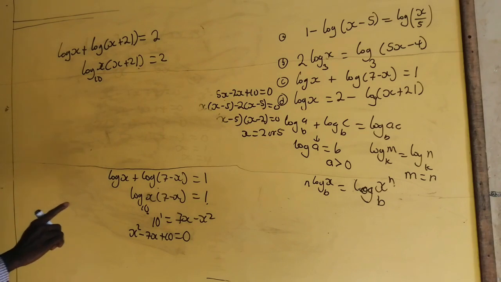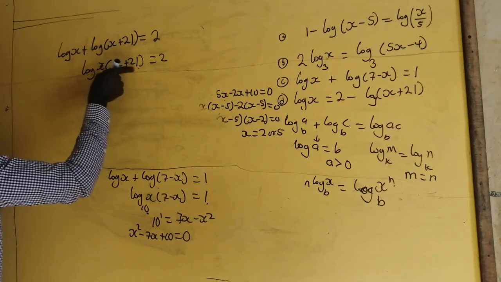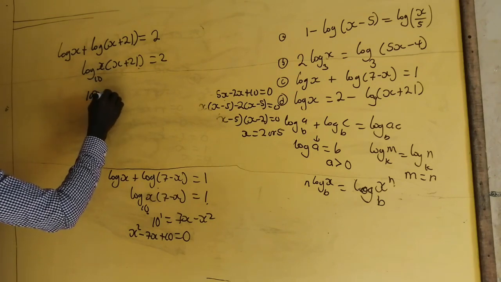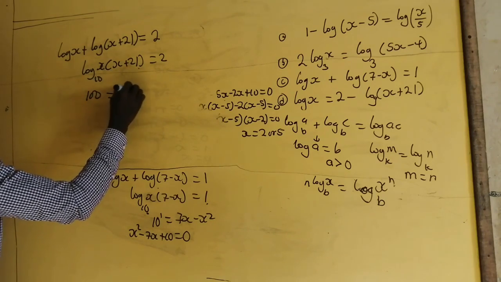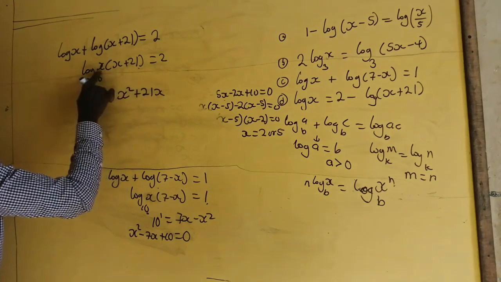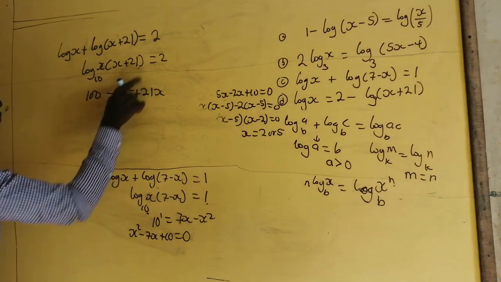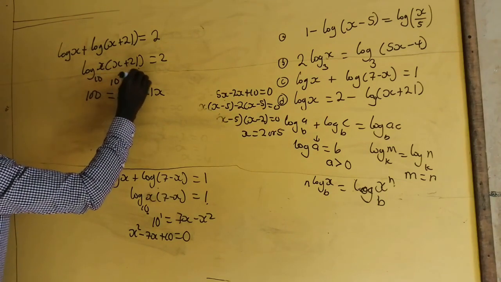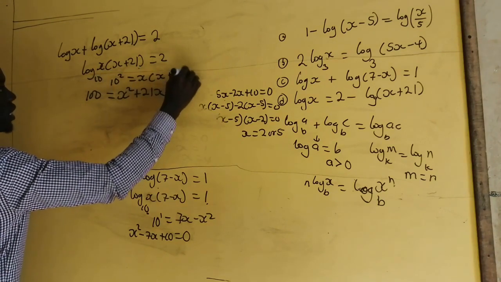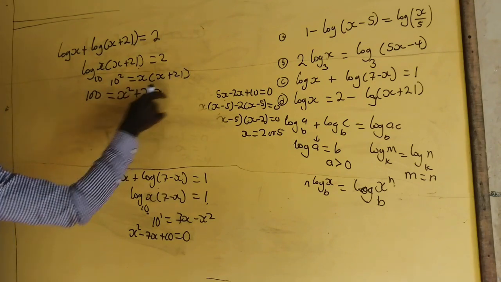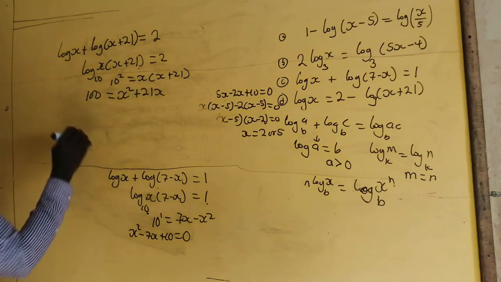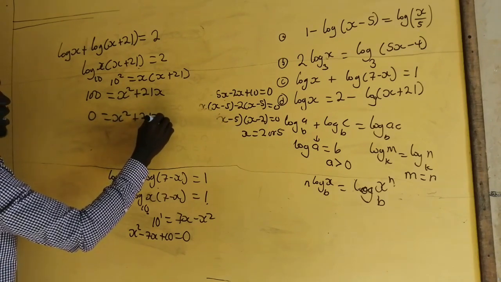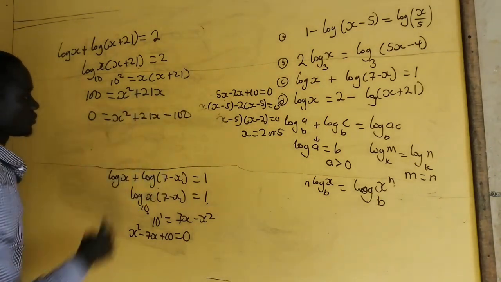Then use the definition. The base must be raised to the power to give the number. So 10 exponent 2 is 100. That equals x squared plus 21x. I wrote 10 exponent 2 is equal to x times x plus 21. 10 squared is 100. If you expand this, you get this. So now we have 0 equal to x squared plus 21x minus 100.